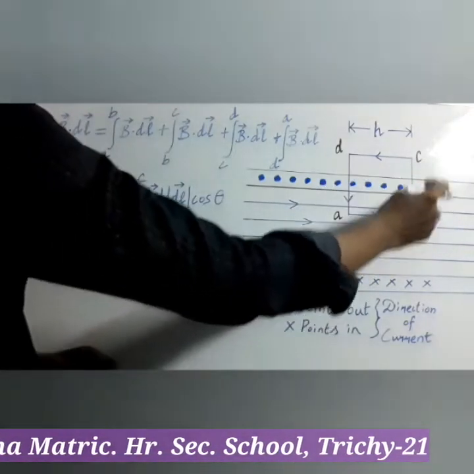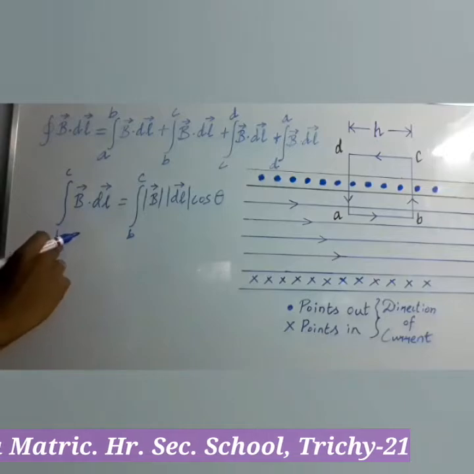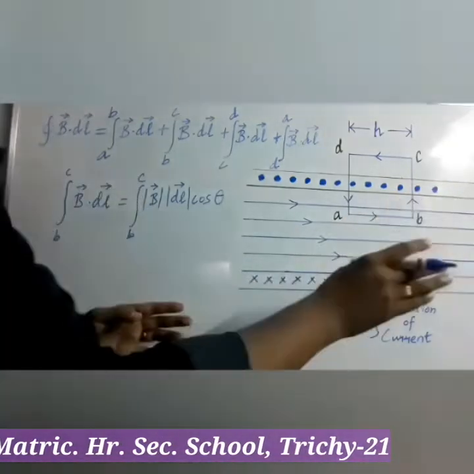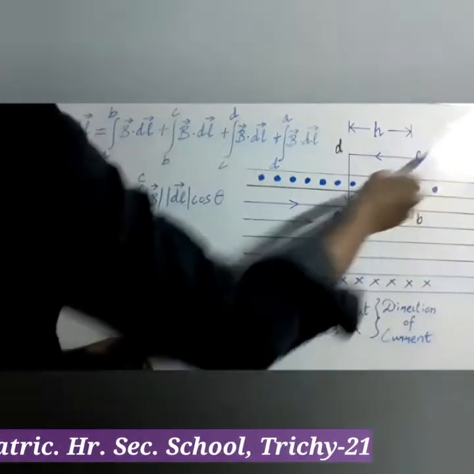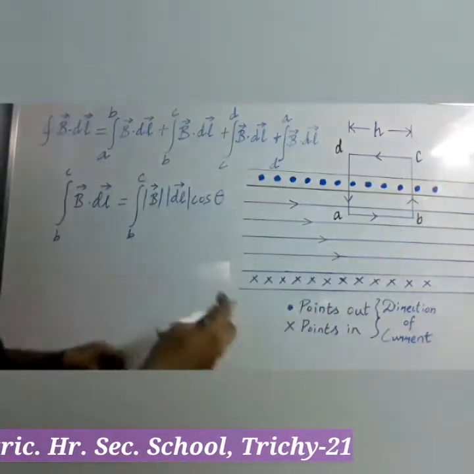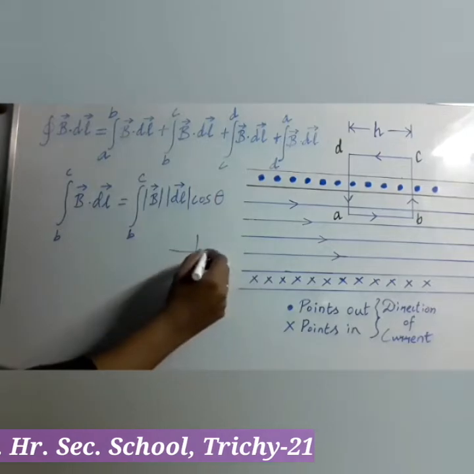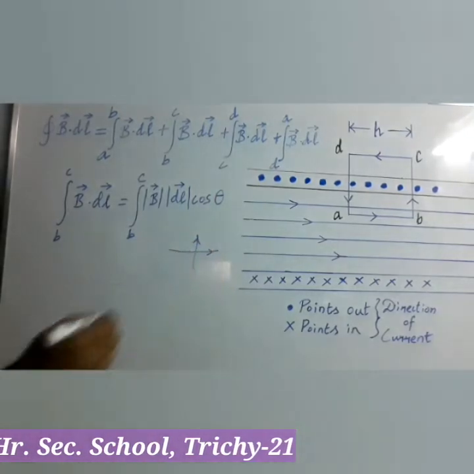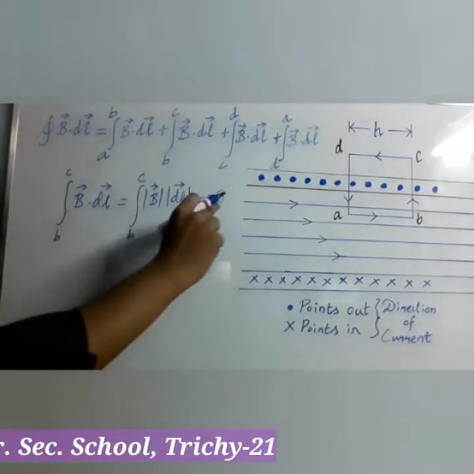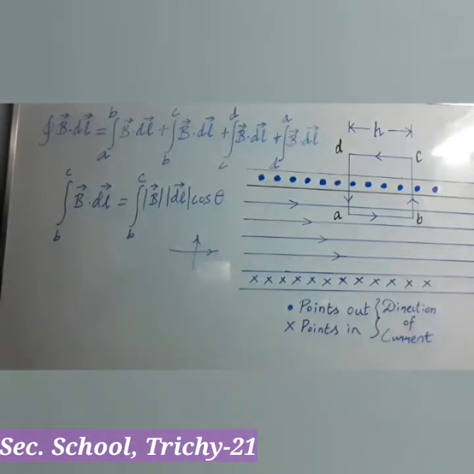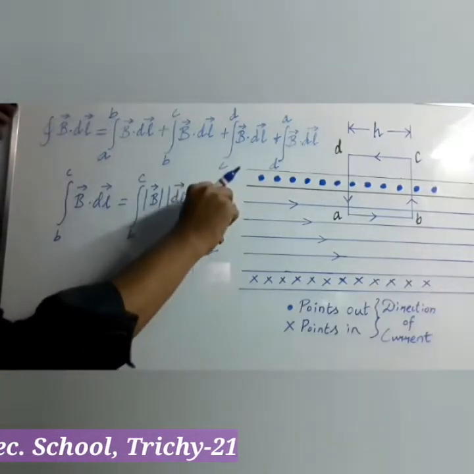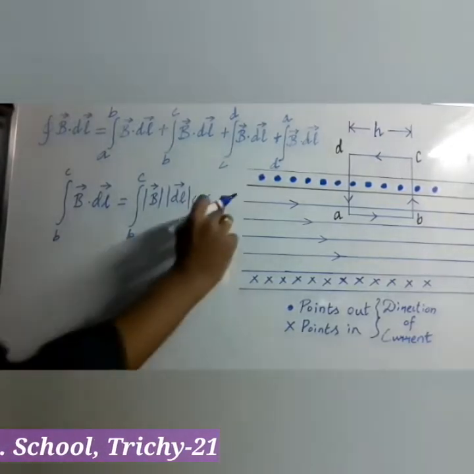Here, what is the direction of the length element from B to C? It acts upwards. And what is the direction of the magnetic field? It is horizontal. So length element BC acts upwards, magnetic field acts horizontally. What is the angle between them? It is 90 degrees. So there you can substitute 90 degrees instead of theta.